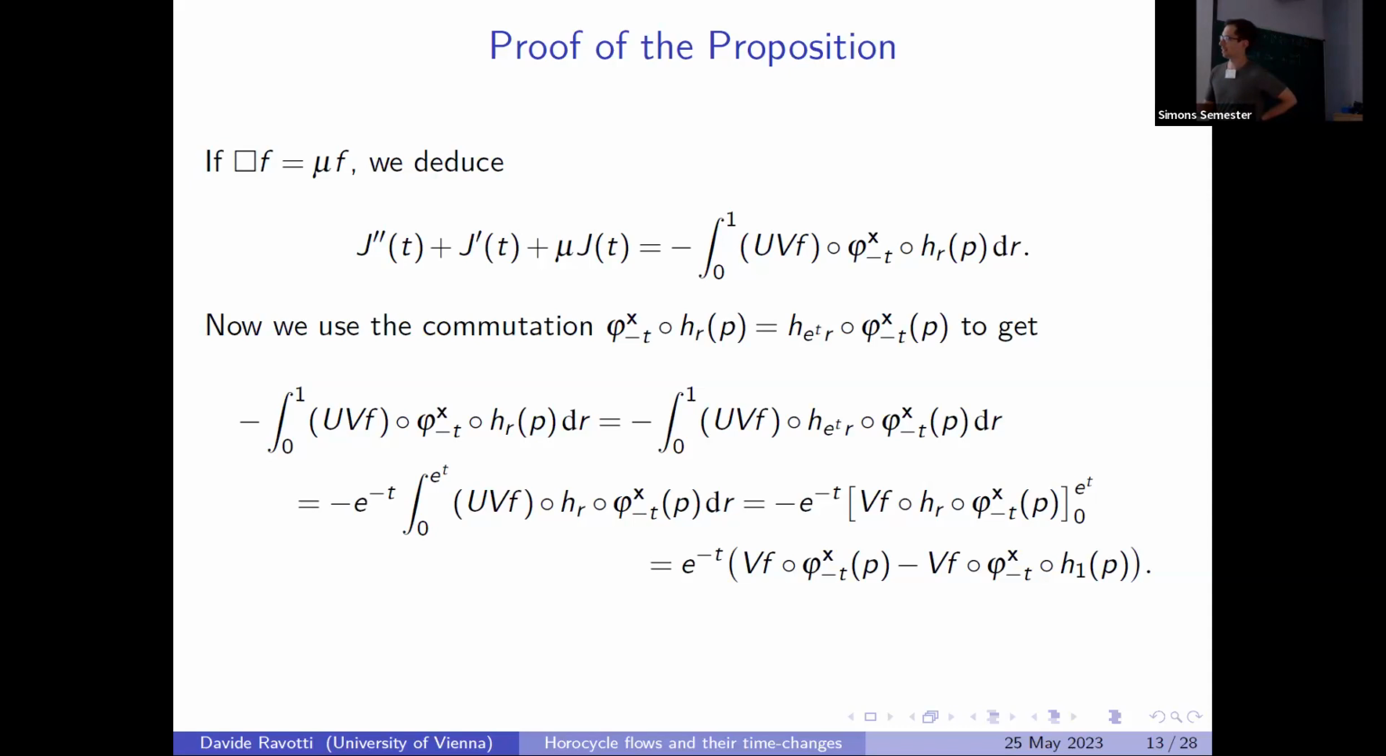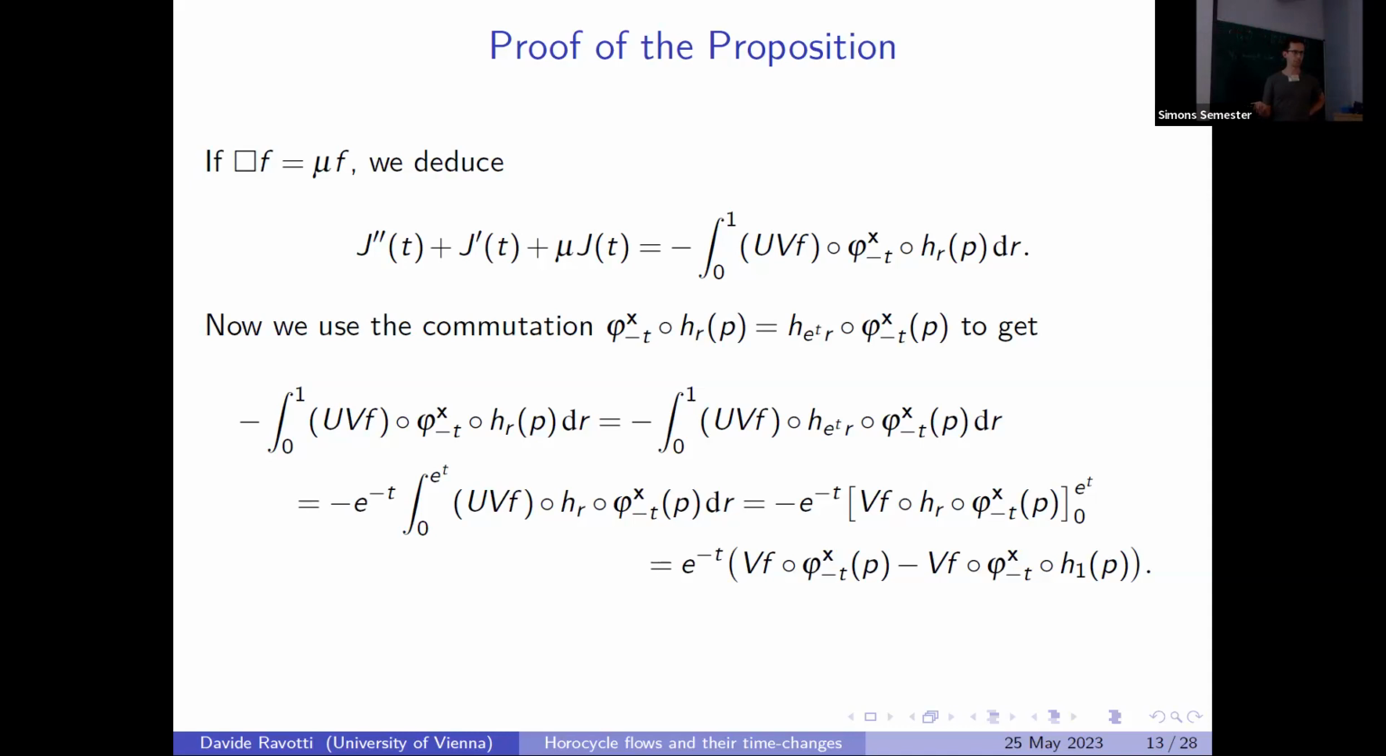So I get the average minus the average, so 1 over e to the t times the integral from 0 to e to the t of the ergodic average for the horocycle flow of this function Uvf at the point phi_{x minus t} of p. And now why have I done this? Because now I have an ergodic average along a horocycle orbit of a function that is a derivative in the direction of the horocycle flow. So this U here is the derivative in the direction of the horocycle flow. So I'm integrating a derivative.